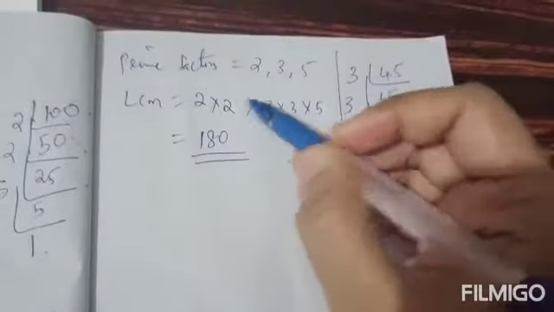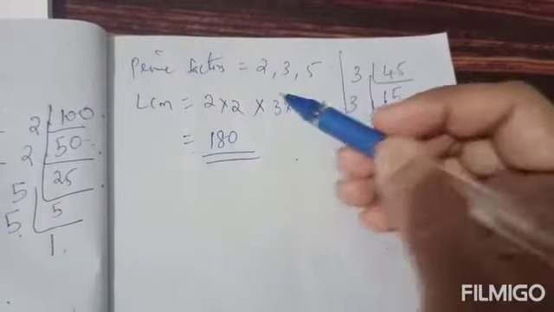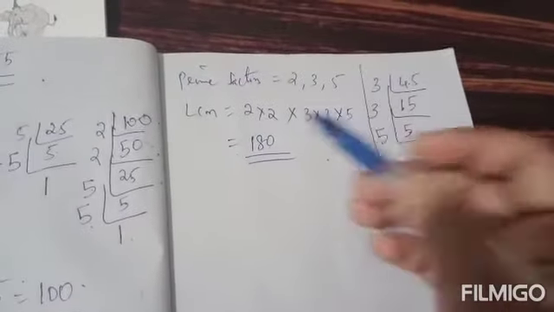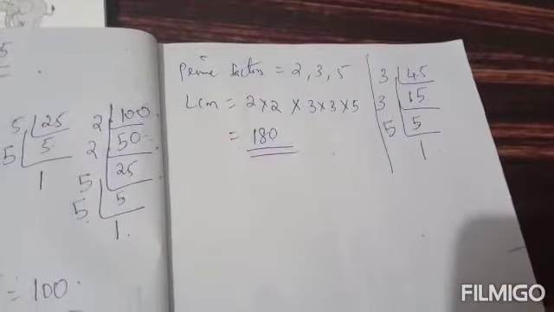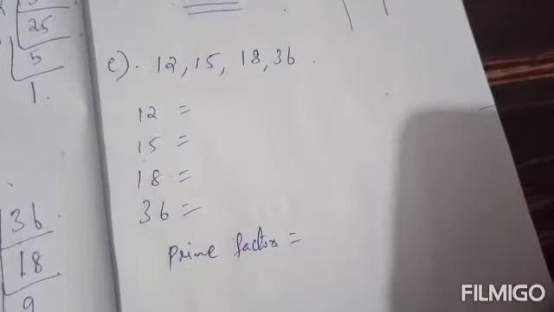You will get, on multiplying, LCM equal to 180. Okay. So the LCM of 9, 36 and 45 is 180. Next, E: 12, 15, 18, 36.